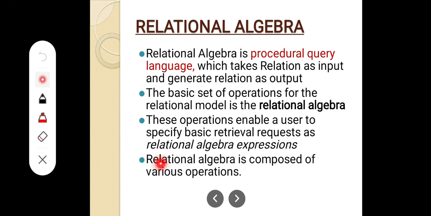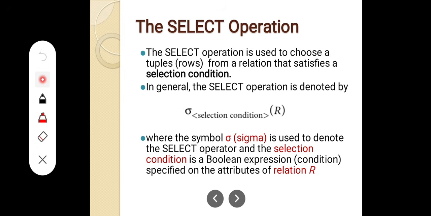Relational algebra is composed of various operations. Relational algebra has different types of operations. So let us see each operation in detail. The first operation is the select operation. The select operation is used to choose particular rows or tuples from a relation.